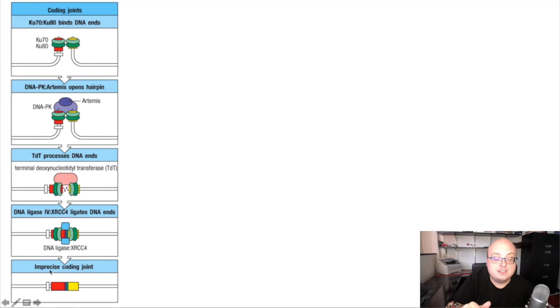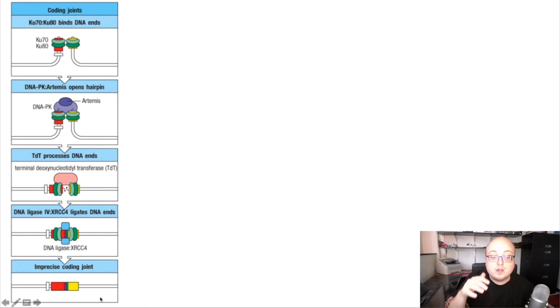So the next enzymes that come in are DNA ligase, which ligates the DNA based on its name, as well as a partner called XRCC4. What's important here is that it removes any mismatched nucleotides, and it helps the DNA strand find some complementary sequences so that it can anneal, and then it repairs any gaps that are left over from that process. And we're going to go through this step by step in a minute.